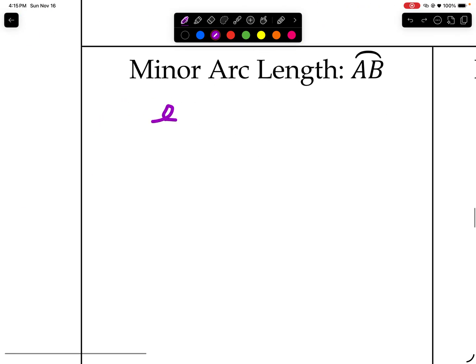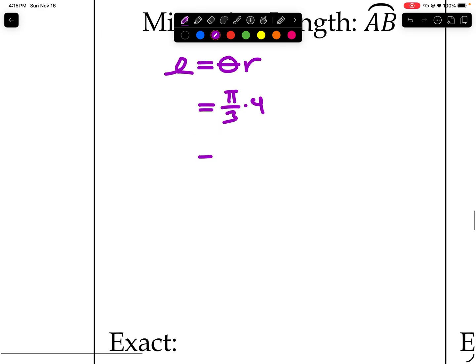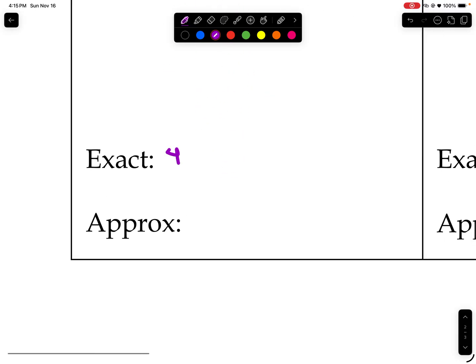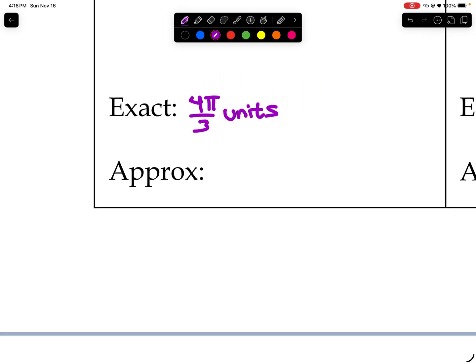So the arc length is going to be equal to theta times my radius. So I know the arc length is going to be the central angle, which is pi over 3, times the radius, which is 4, which tells me that my arc length is going to be 4 pi over 3. So that's going to be in terms of exact. So we don't have any units, so exact I want 4 pi over 3 units. And then if I want the approximate, then you're going to type that in your calculator, which when I do 4 pi over 3, so that's going to give us approximately 4.189 units.